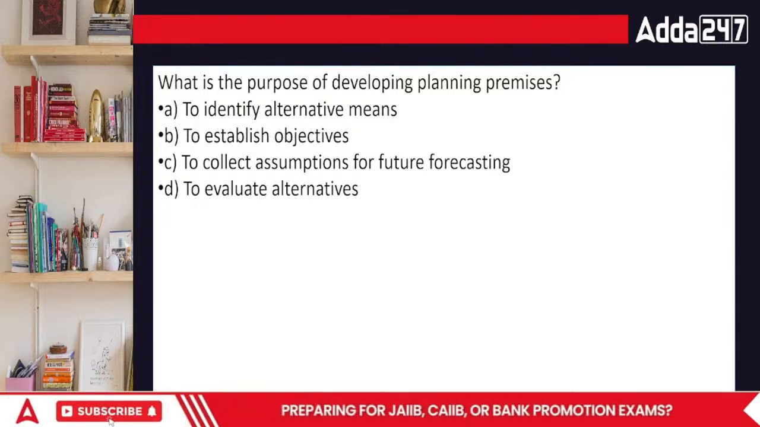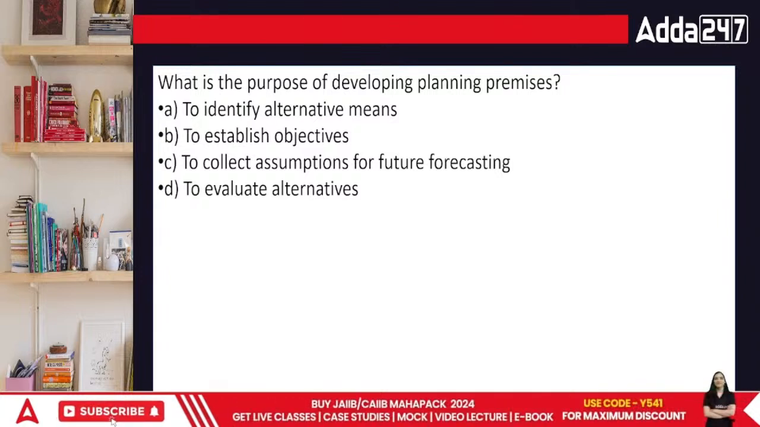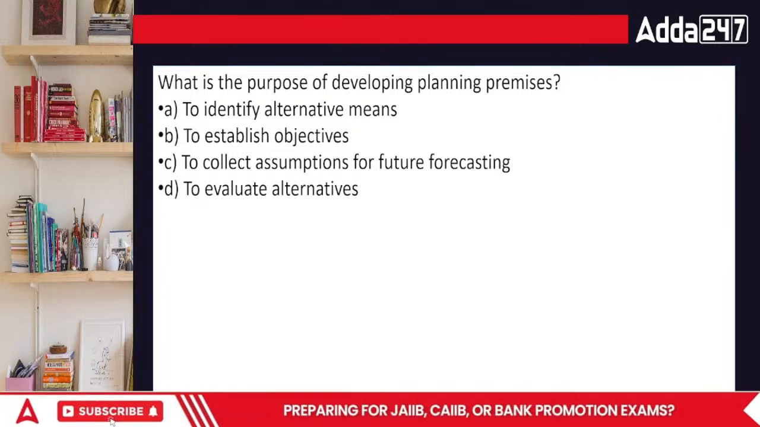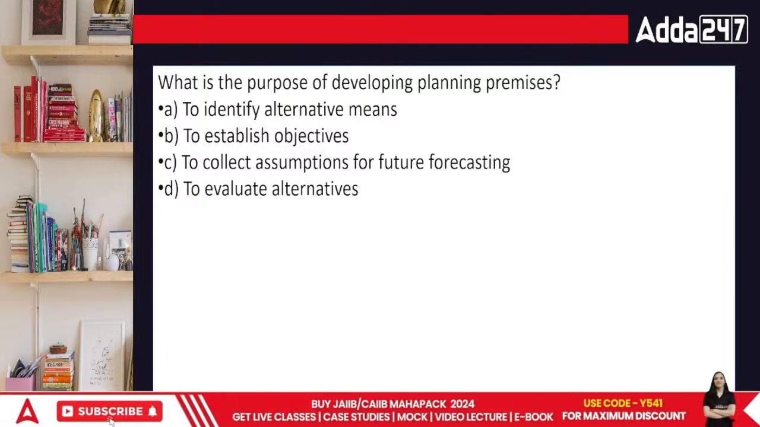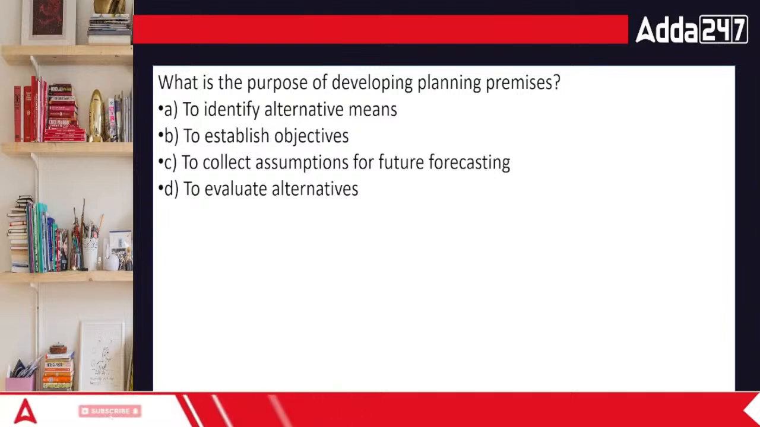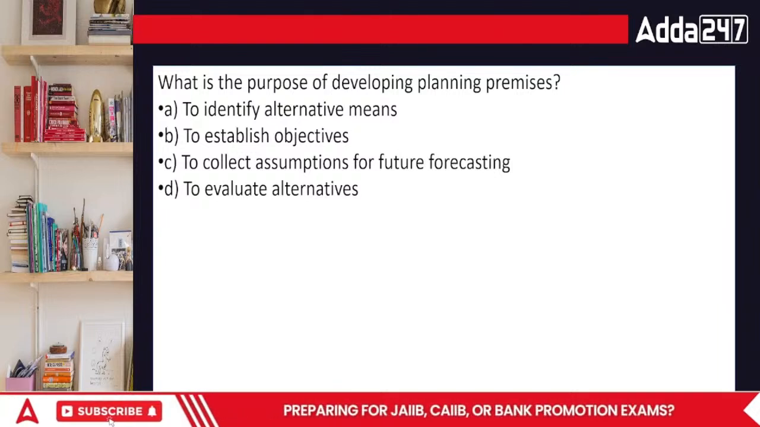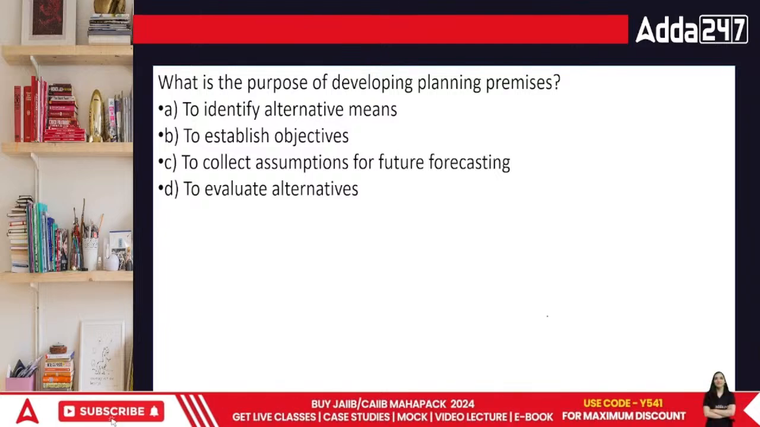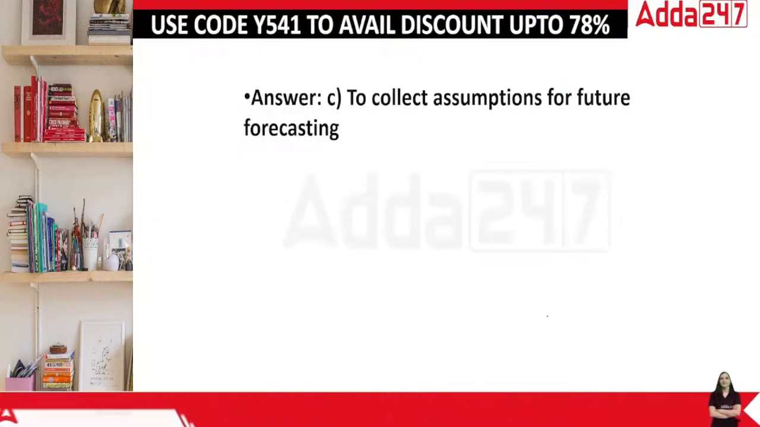Now, when we talk about this specific area, what is the purpose? To identify alternative means? No. To establish objectives? No. To collect the assumptions for future forecasting, that can be the point, because this talks about the term assumptions. To evaluate the alternatives? Evaluation of alternatives is done once you know about the problem and you have made the constructive analysis of it. So technically in this case, the correct answer should be to collect the assumptions.